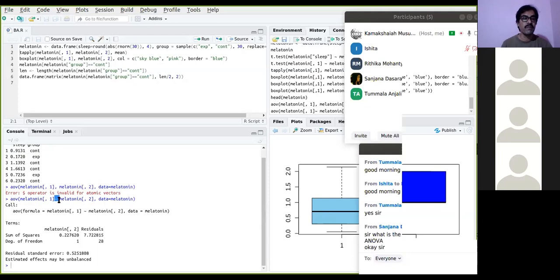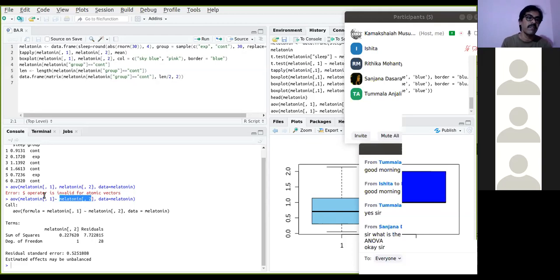Okay. So we have to use the formula method. I told you we have to use the formula method, but unknowingly I used a comma here. You cannot use a comma. You have to use a formula. So we have to tell that there is a dependent variable and independent variable. The variable on the left-hand side of the tilde, this symbol, should be the dependent variable, and the right-hand side should be the independent variable. Sleep depends on group, yes, of course.